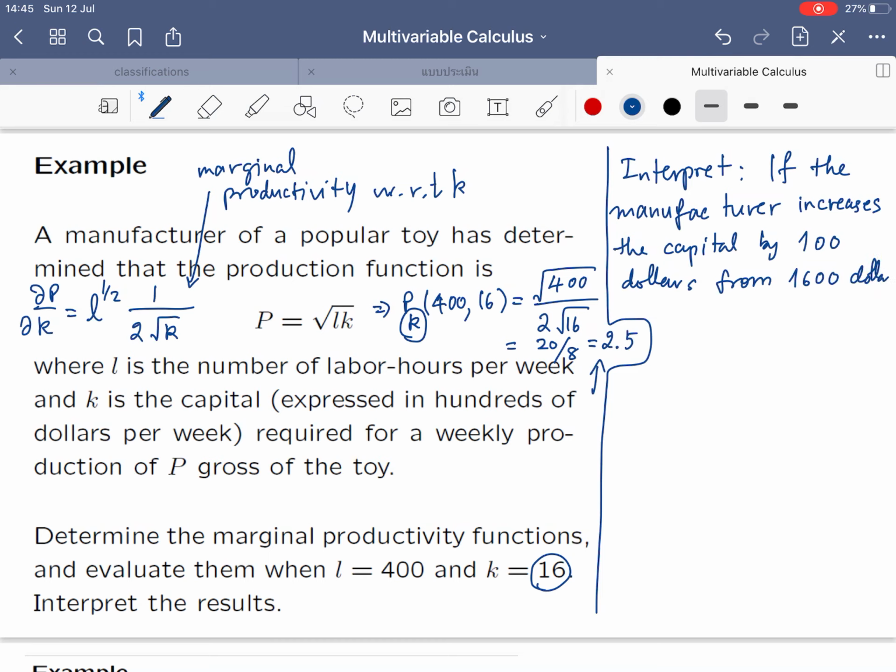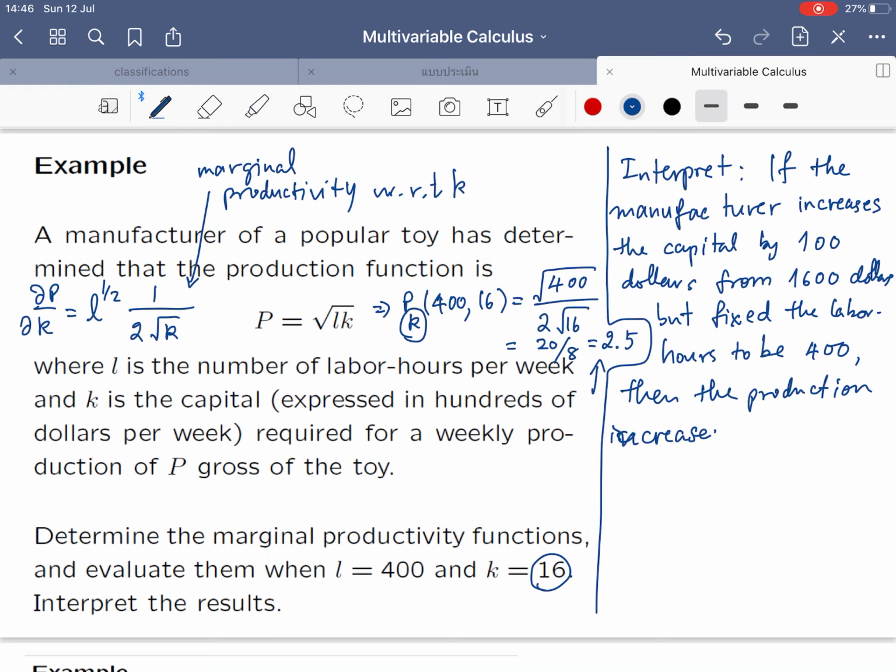$1,600. Okay, this is the original, but fixed the labor hour to be 400, then the production increases by how much? 2.5 gross of toy.